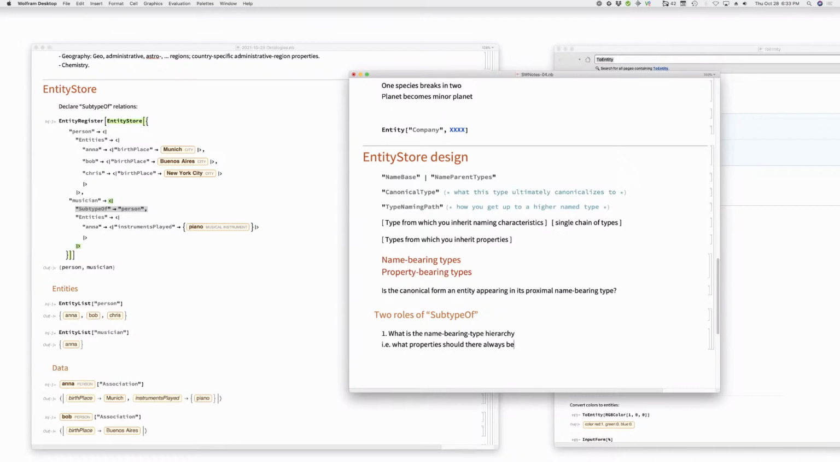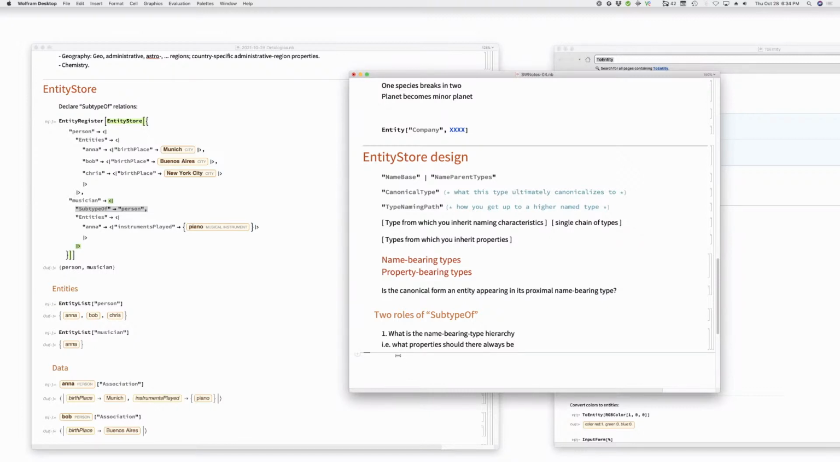So we better not put in as properties of a person, the generic base person, what books they've written. Well, maybe we could. We could do that. We just simply say missing, not available, because a person can write a book. Any person could write a book. But if we put in something, I don't know, number of, well, okay. So, what is the name-bearing type hierarchy? What properties should there always be?